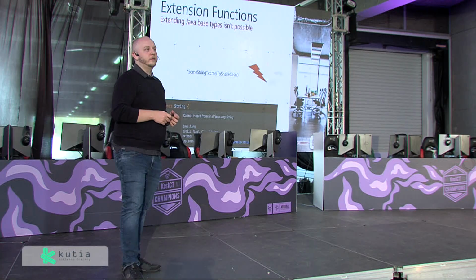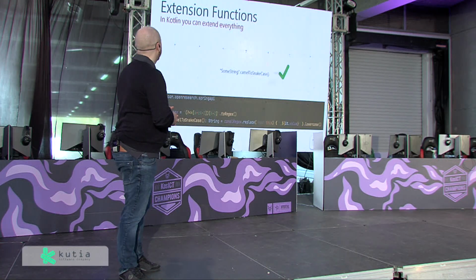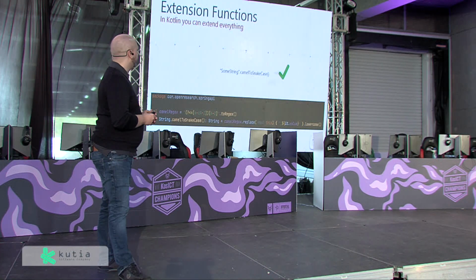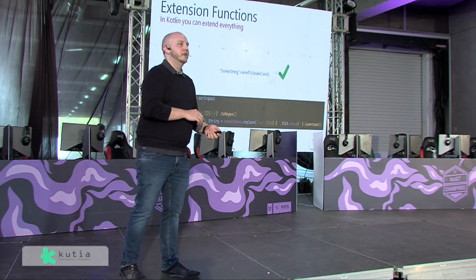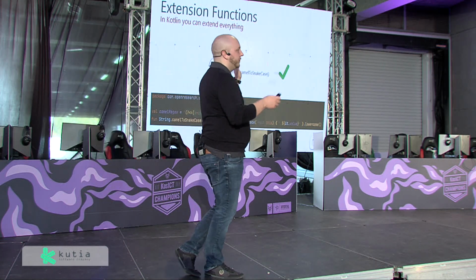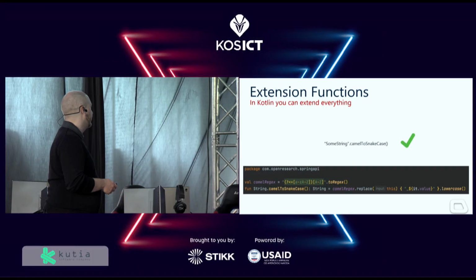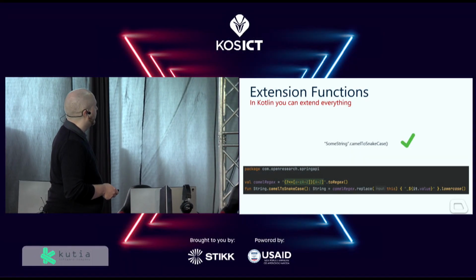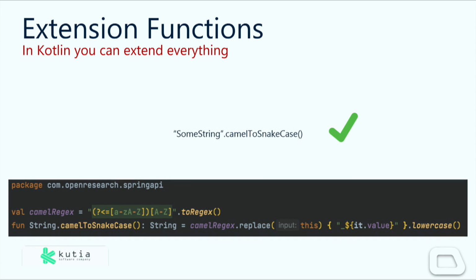you can't just say extend string and add this method somehow. But in Kotlin, I even posted the code for this at the bottom. Maybe it's not so easy, but it's possible. And now I would have a method camel to snake case on every string I put in my application. One warning to this, please don't overdo it. Don't solve all your problems with extension functions. This could really mess up your application.